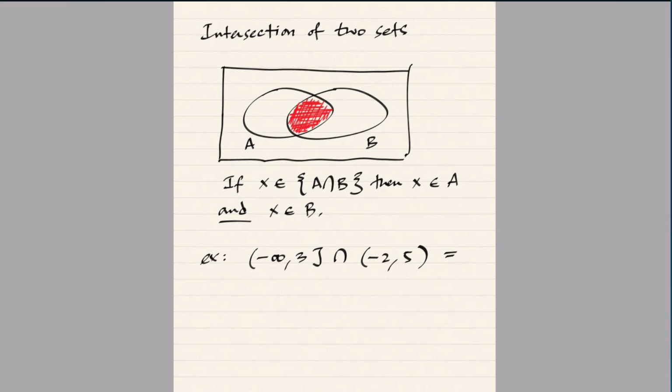Now before we get started, let's be clear on what an intersection is. Here's a picture that shows what it looks like when you have two sets that intersect. The red shaded portion is where the intersection is. And there's a definition too. If something is going to be in the intersection of two sets, then it has to be in both of the sets. And if it's not, then it's not in the intersection.